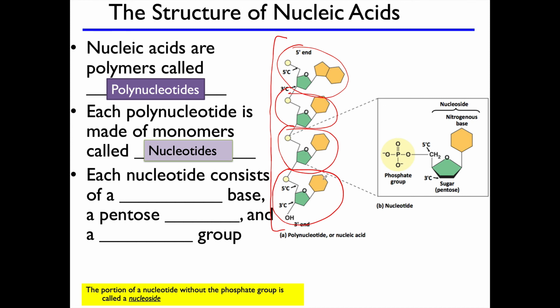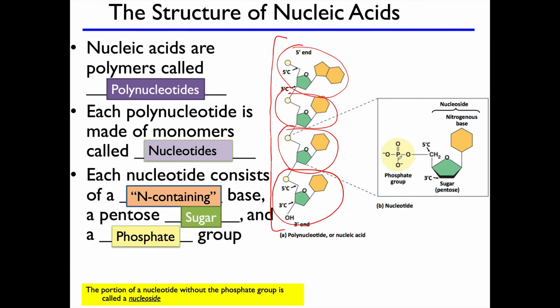It looks like a hexagon, green pentagon, and a circle. Well, yeah, let's blow it up and take a look. Here we go. We have our hexagon called a nitrogenous base. We have a green pentagon called a sugar. And then this little tiny yellow circle is called your phosphate group. So that's what's in every single nucleotide. Nitrogen-containing base, pentose sugar, and phosphate group.